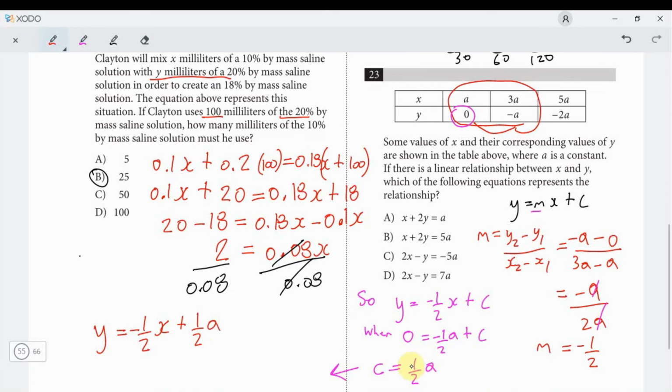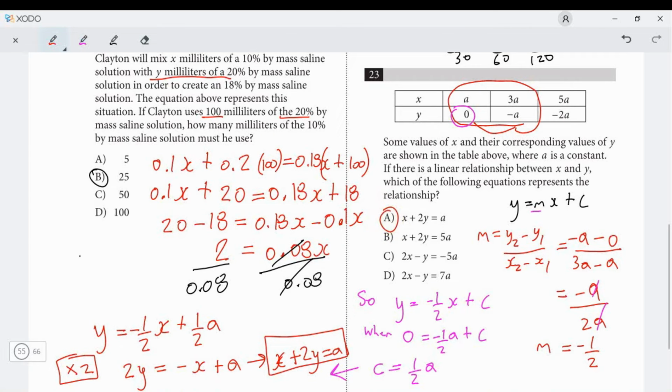That's what we're getting. So in that case, we can multiply through the equation by 2, and we're getting 2y is equal to minus x plus a. Bring the x to the other side, and so we're saying x plus 2y is equal to a. And that's your equation, option A. Nice.